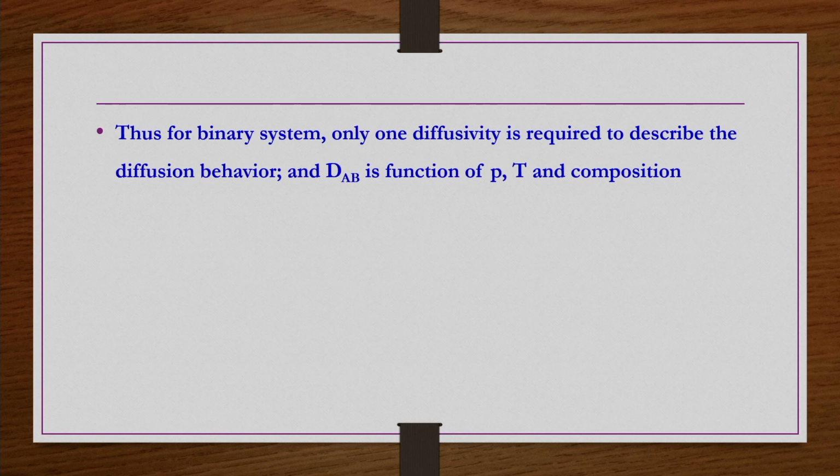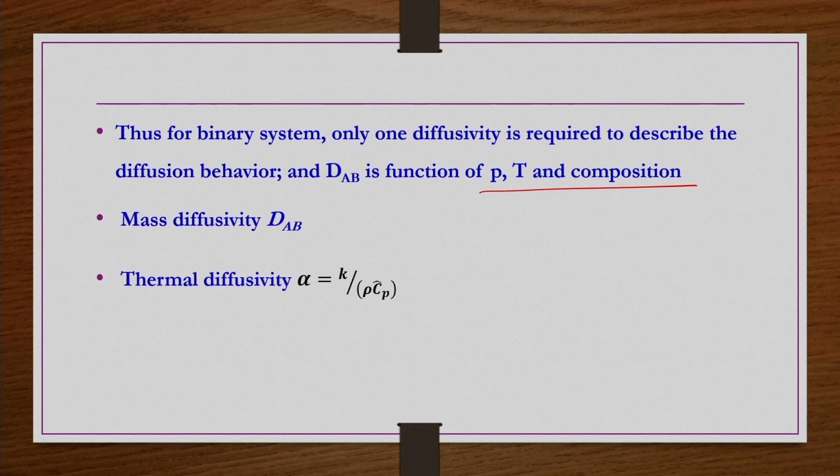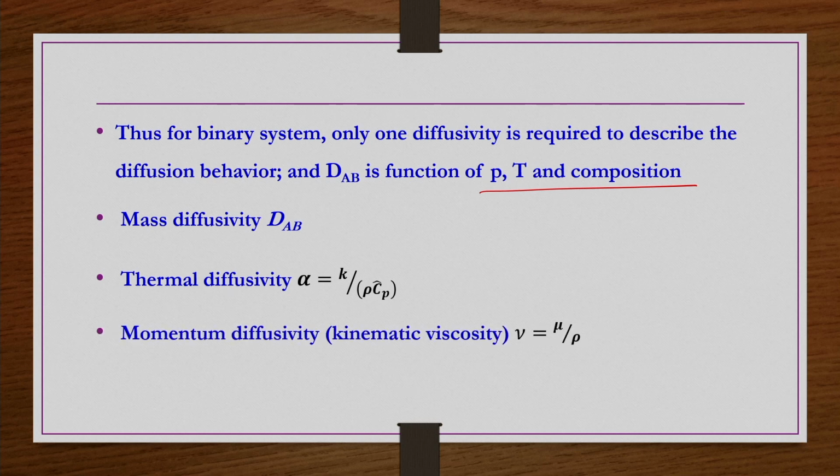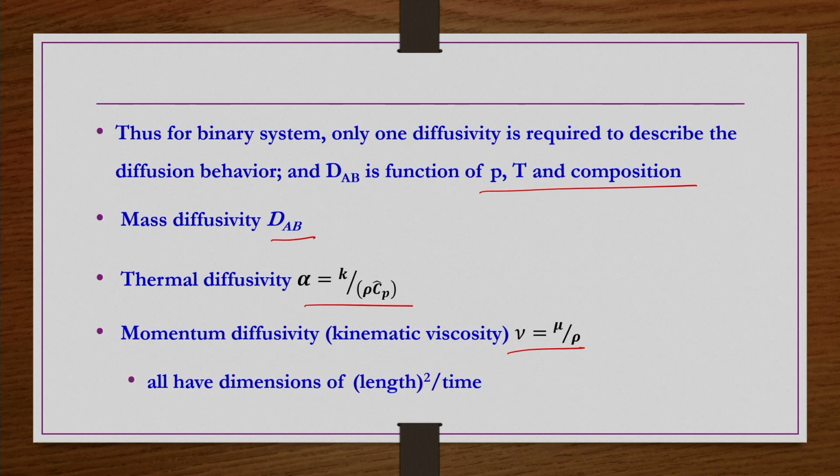Thus, for a binary system, only one diffusivity is required to describe the diffusion behavior, and then D A B is a function of temperature, pressure and composition. So, this mass diffusivity D A B, earlier we have a thermal diffusivity alpha, that is K by rho Cp, and before that we have the momentum diffusivity or kinematic viscosity nu is equal to mu by rho. All of them have the units length square per time, right. So, they indicate the molecular transport behavior in different processes, heat transfer, mass transfer and momentum transfer. So, they have a similarity.